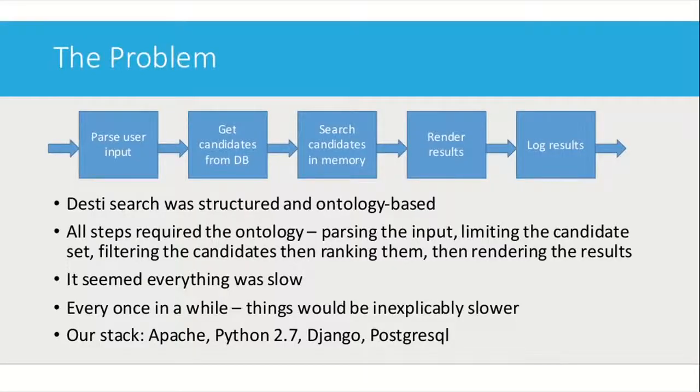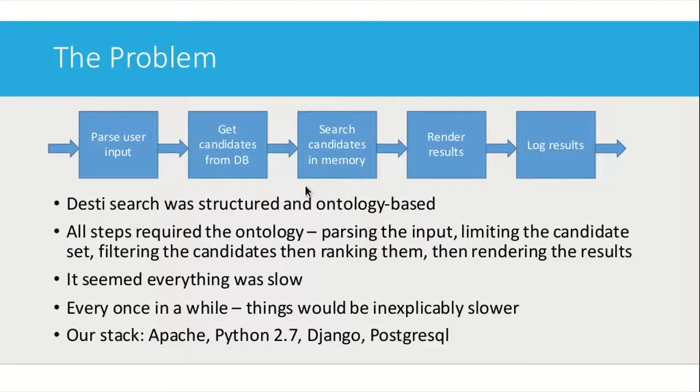Let's define the problem a bit more clearly. What you see in front of you is the pipeline from getting a user input to showing the results. The first stage is where we would get text and parse it, turn it into entities, and get a structured query out of it. Then we would query the database for candidates. Just to clarify, our search took as input a text string and gave as output what we would call POIs, points of interest, which might be hotels, restaurants, attractions, or whatever else as a tourist you would expect to see when you go on a trip.